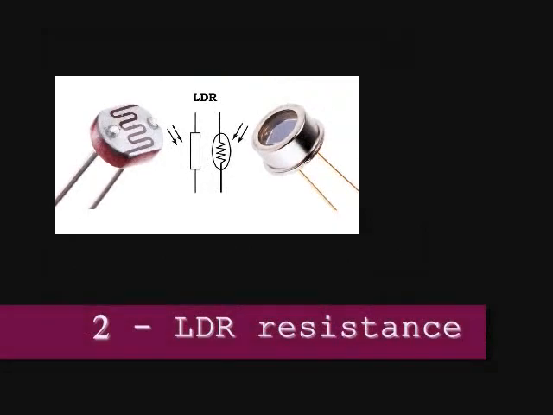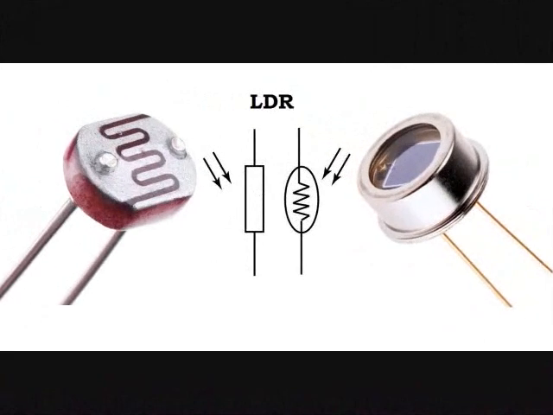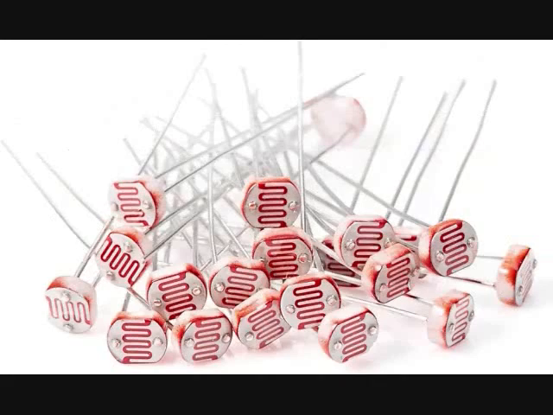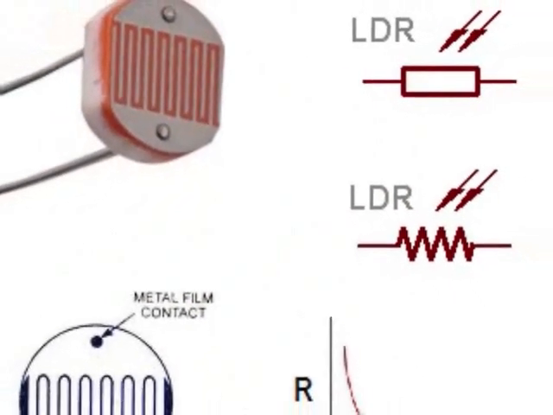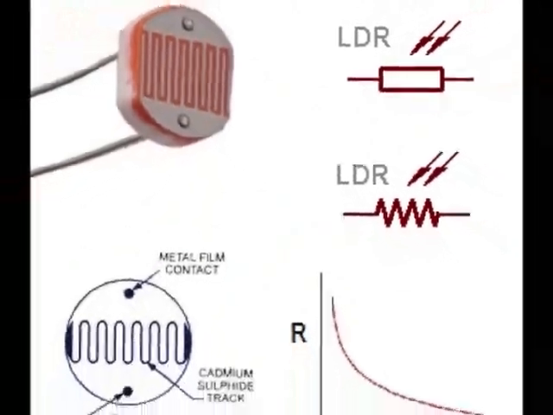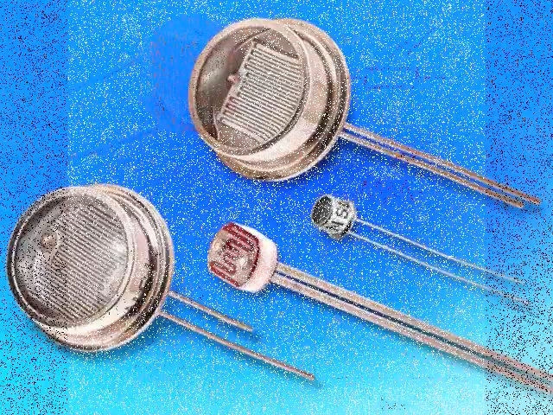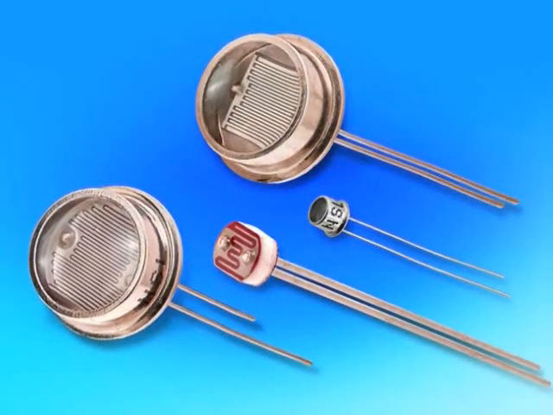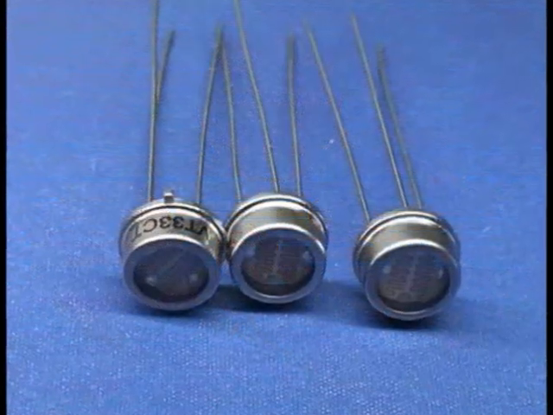LDR resistance. LDR resistor, abbreviation for light-dependent resistor. The value of this resistance changes with the intensity of light radiation on it. The higher the light intensity, the lower its resistance. Like a photocell.